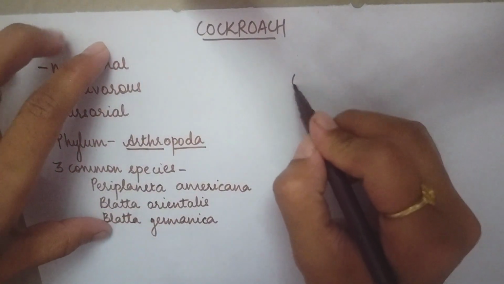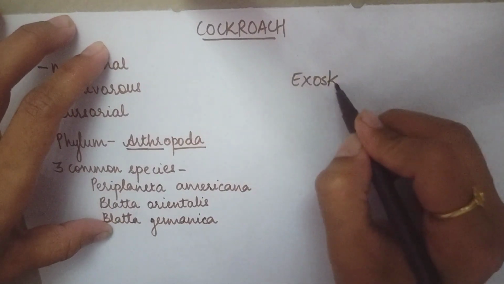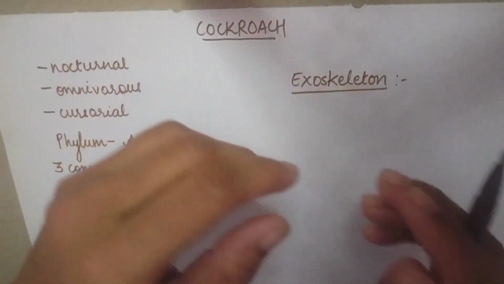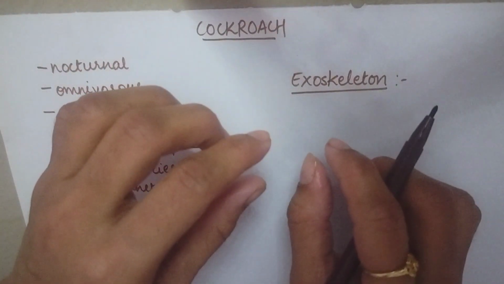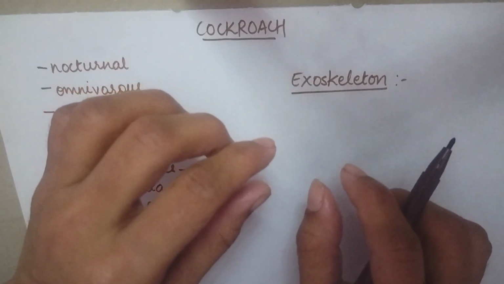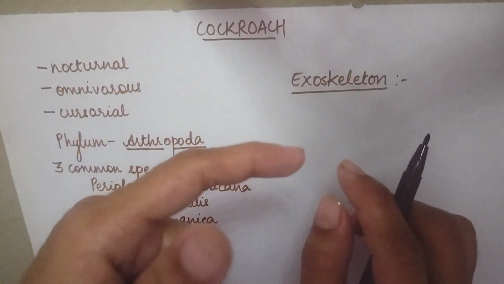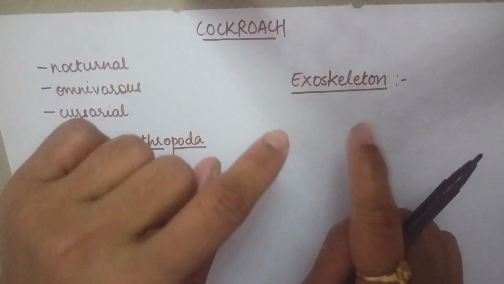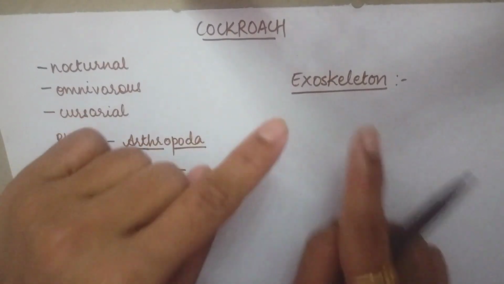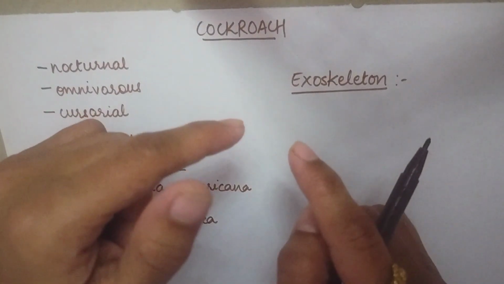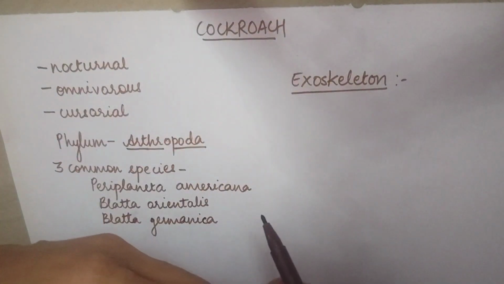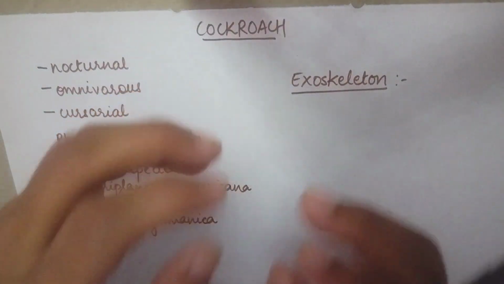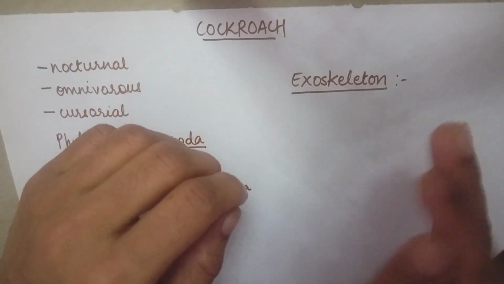Now the exoskeleton of the cockroach. This is a very important feature about the cockroach. So what is the meaning of exoskeleton? Skeleton means that which forms the framework of the body. When I say endoskeleton, that means inside the body, forming the framework. And when I say exoskeleton, that means outside the body, forming the framework. Endoskeleton is generally bony. In humans, our endoskeleton is bone. Similarly, exoskeleton means that which forms the covering outside.